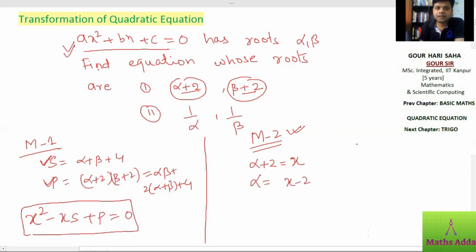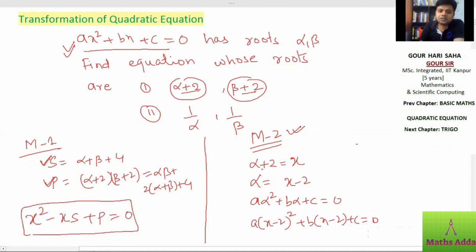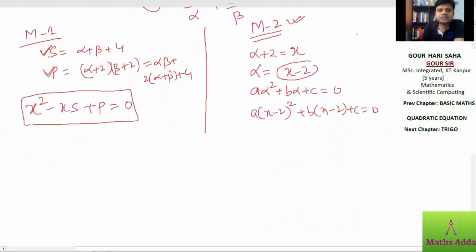Now alpha is a root of this equation, so a alpha square plus b alpha plus c equal to 0. Now alpha is x minus 2, so a times (x minus 2) square plus b times (x minus 2) plus c equal to 0. This is the equation which will give us the roots alpha plus 2 and beta plus 2. So what I did, in place of x I put x minus 2. Whatever the root is, name it x, find alpha, put it back in the equation and get the answer. So let's take an example to see this.